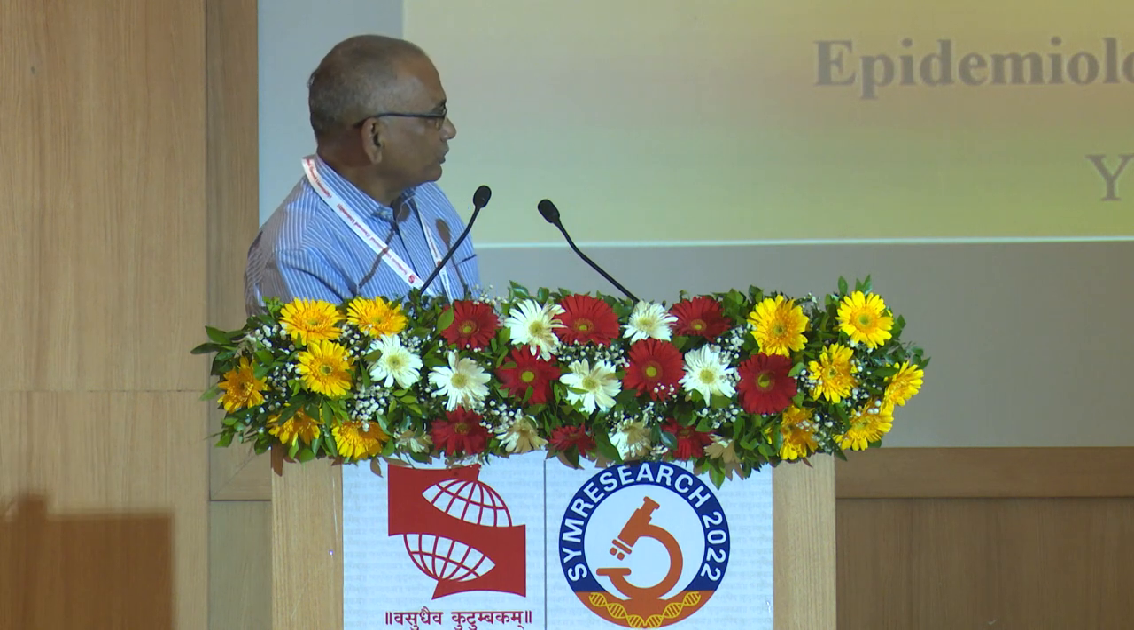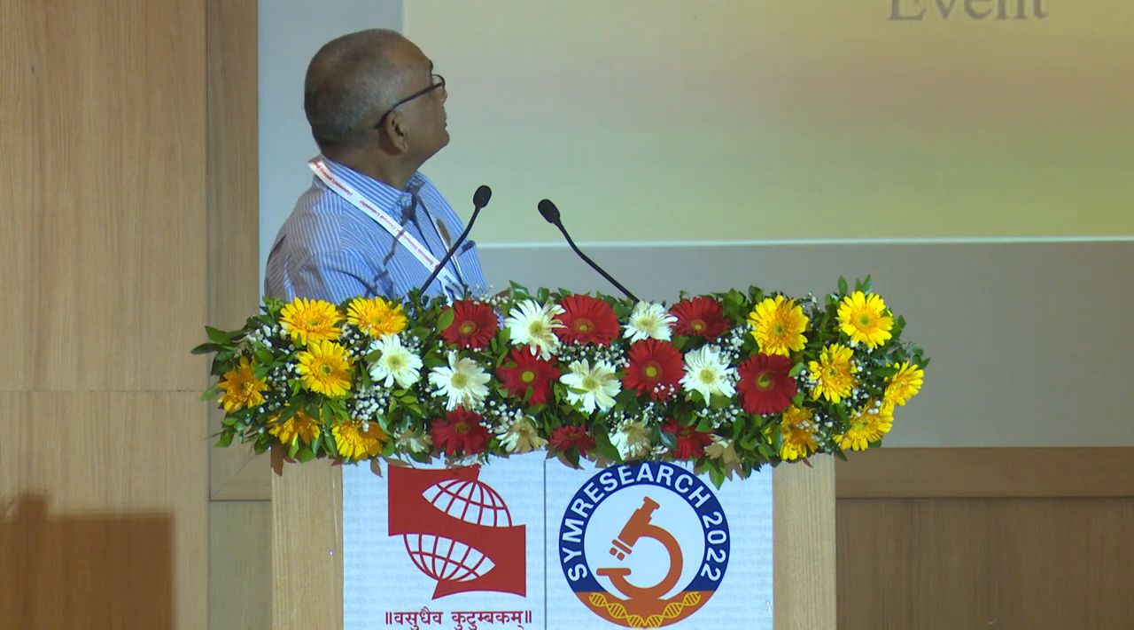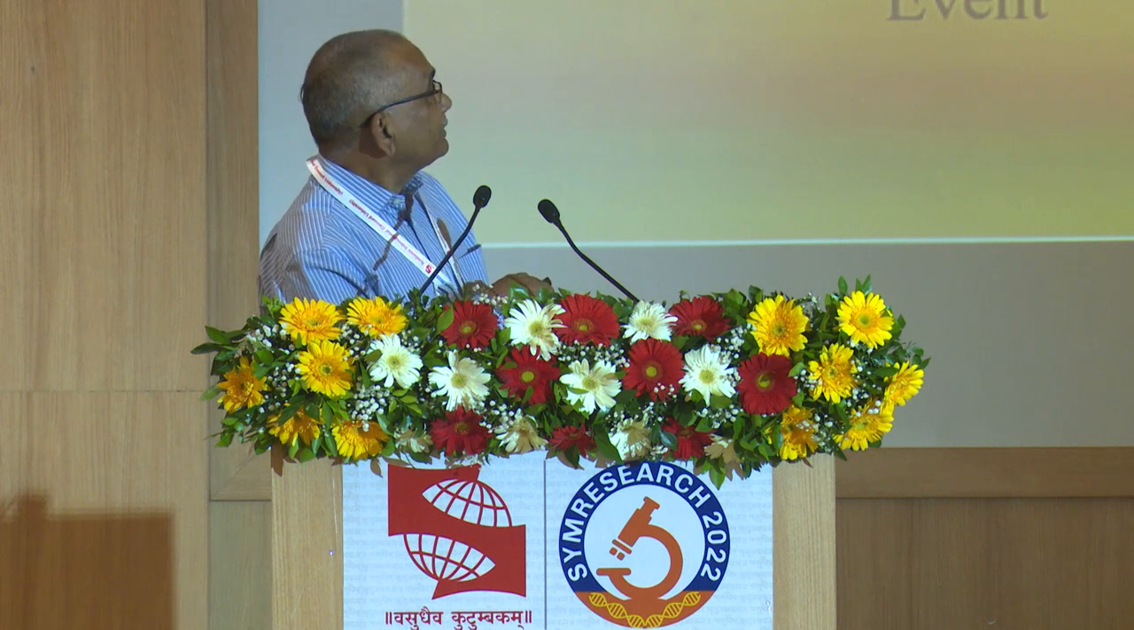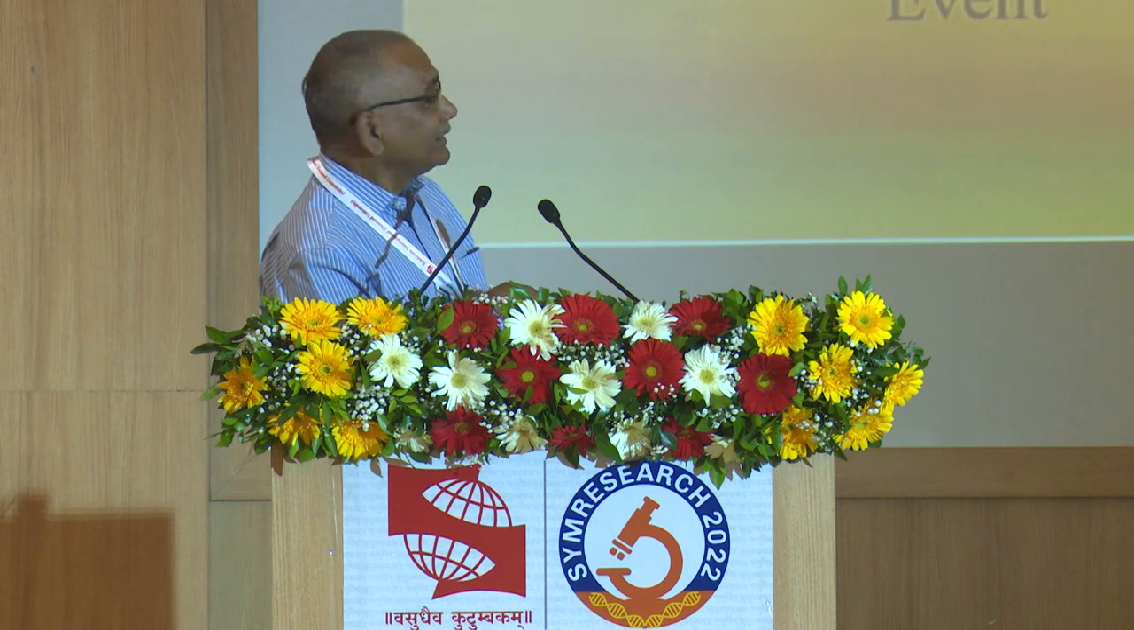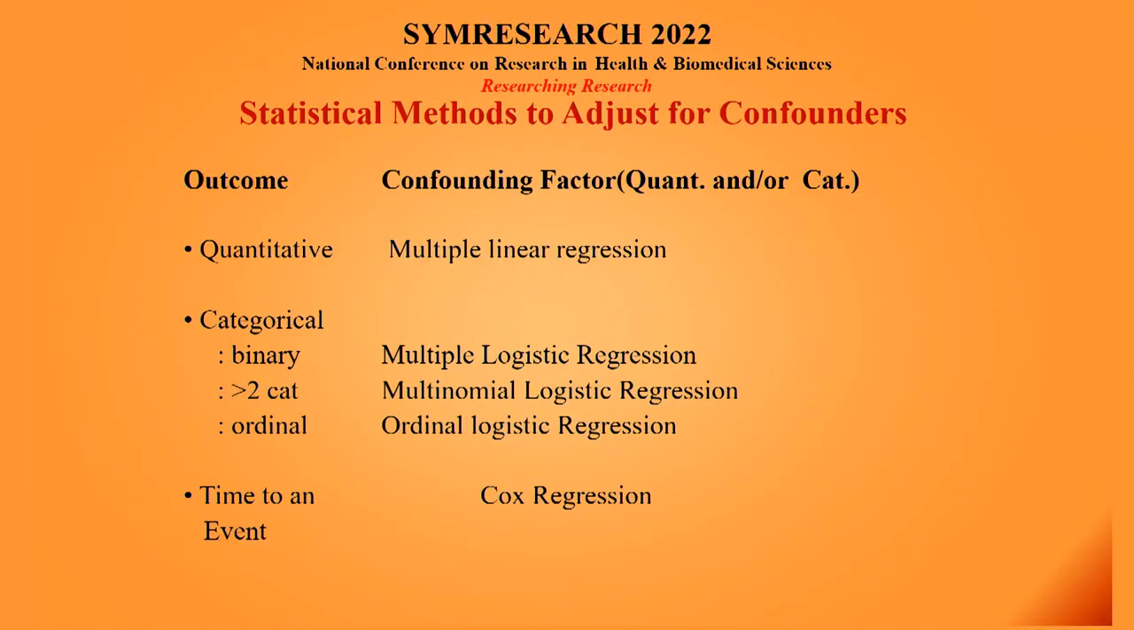Epidemiological models, as I told you, have these kinds of things. So, the general framework: if your outcome is quantitative, use multiple linear regression. If categorical, it depends: is it binary, is it multi-categorical, is it ordinal? So you have different kinds of regression, right? The simplest is binary.